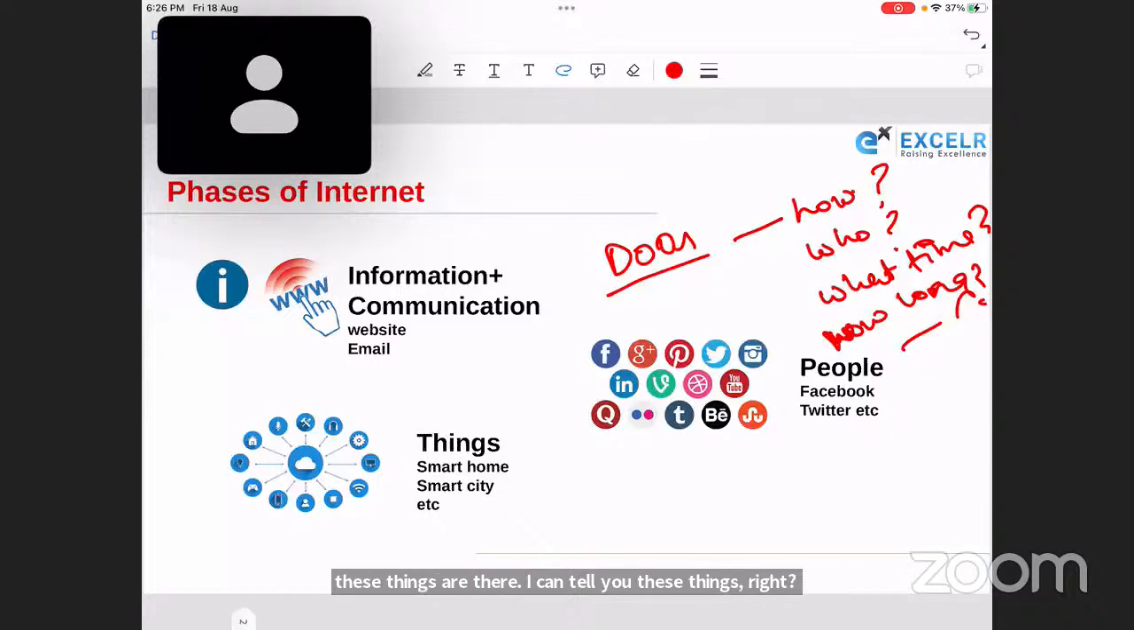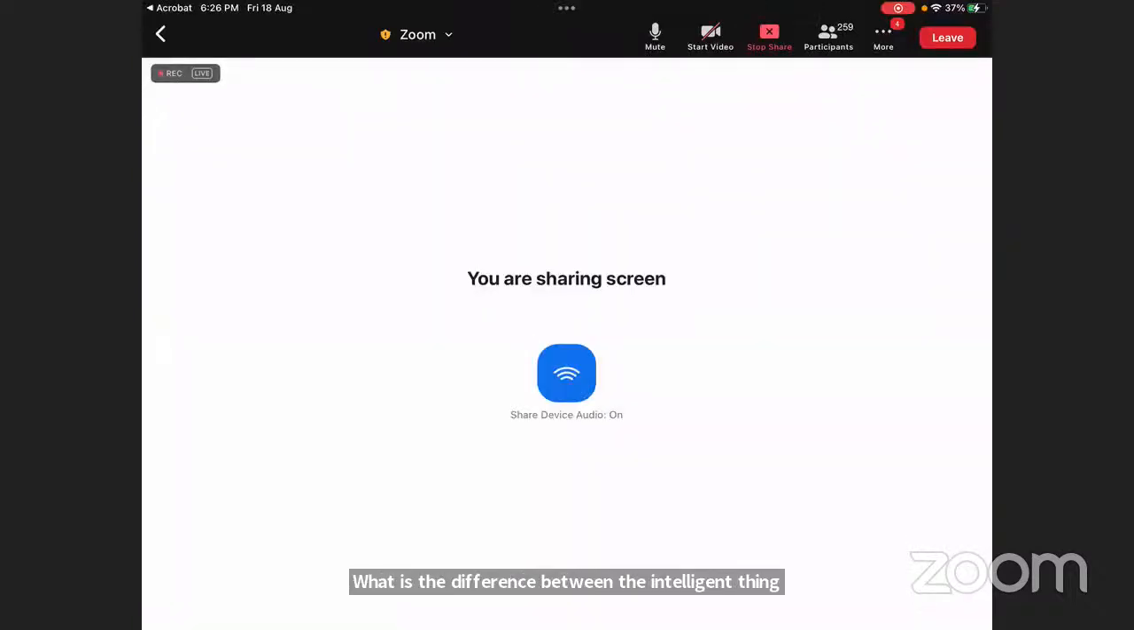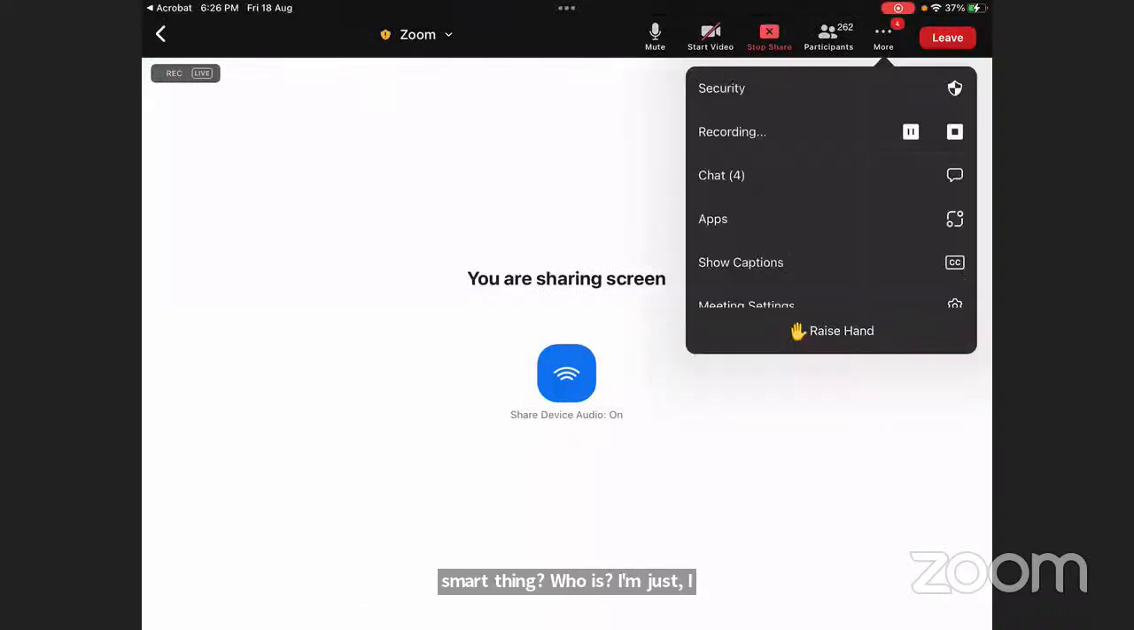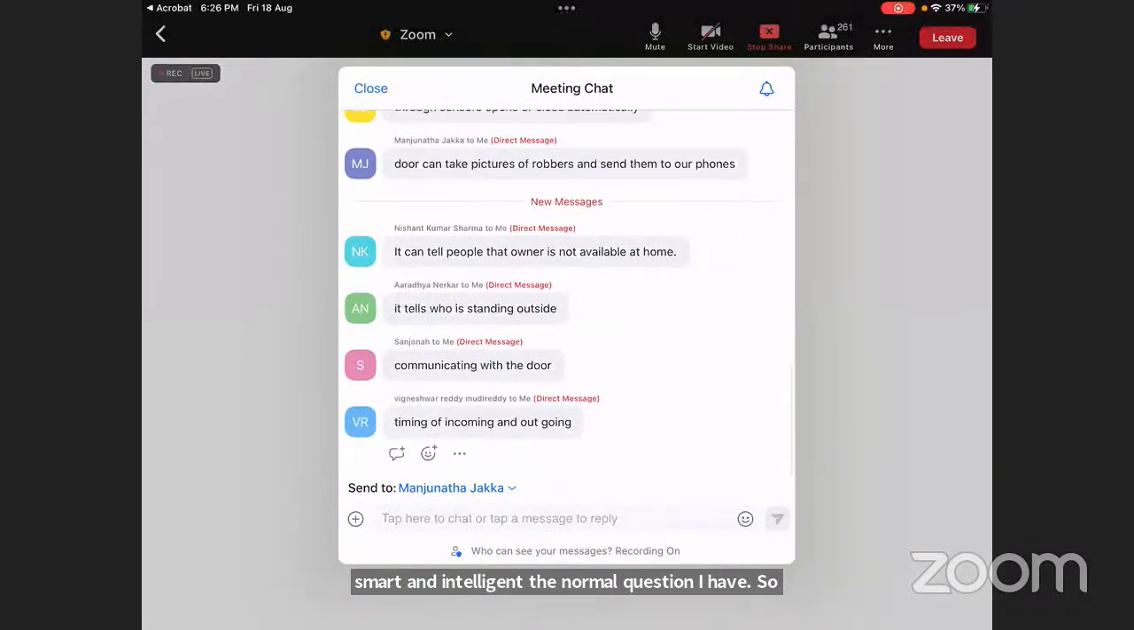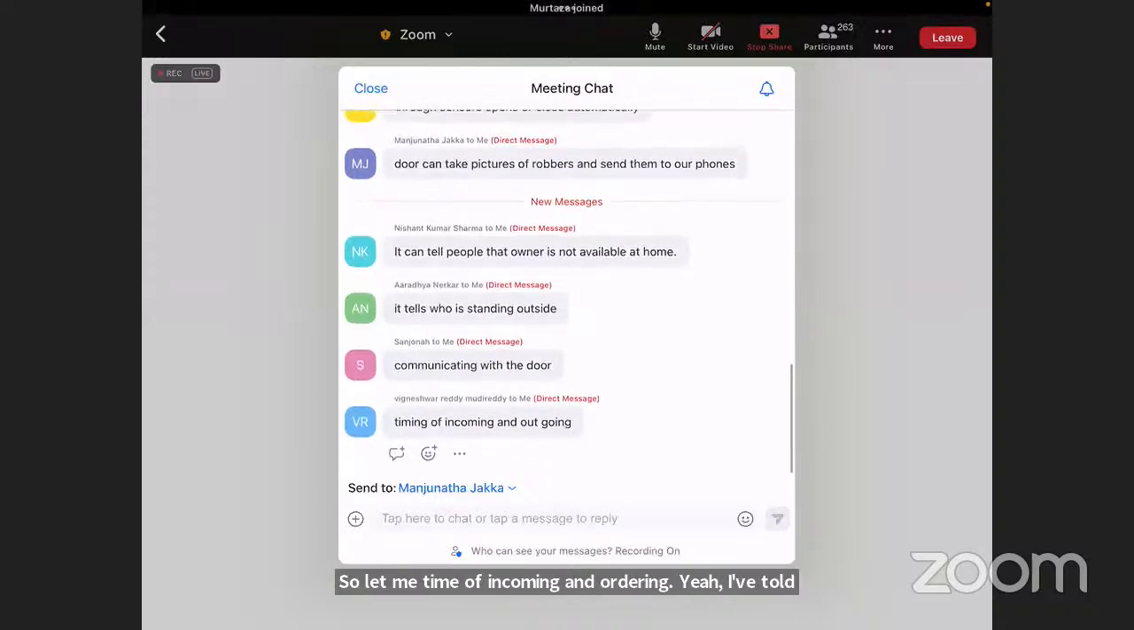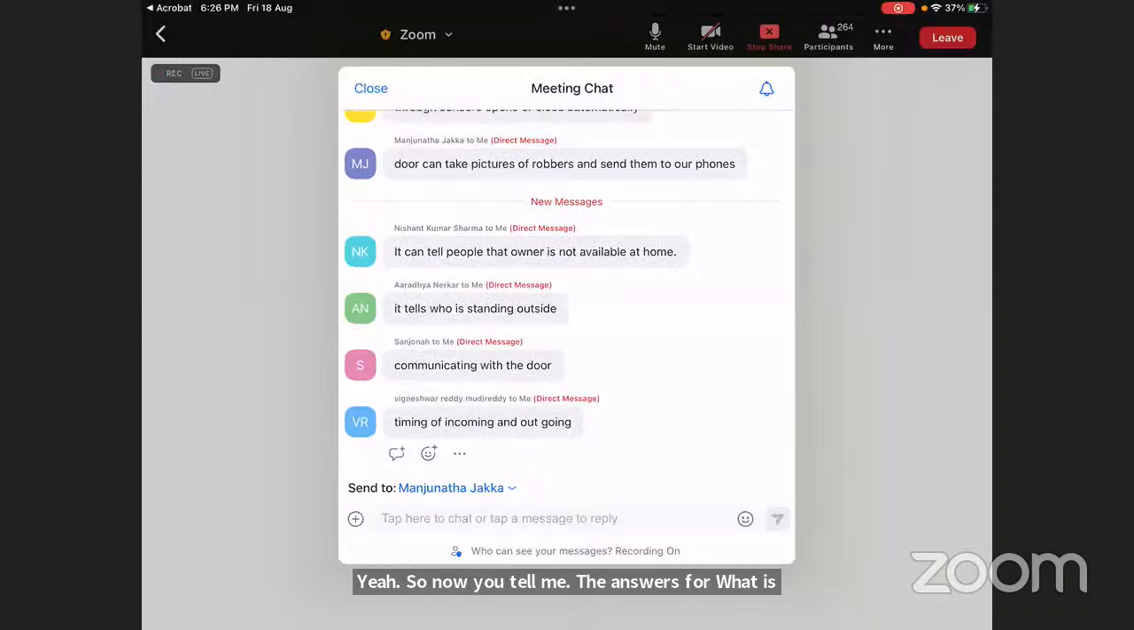And it is smart. Okay, let me take it to a smart thing. I have written smart home and smart city. So why are things smart? What is the difference between an intelligent thing and a smart thing? A normal question I have. Time of incoming and outgoing, I have told this, communicating with the door. So now you tell me the answer: how are things made smart?